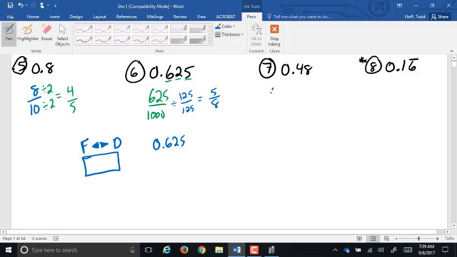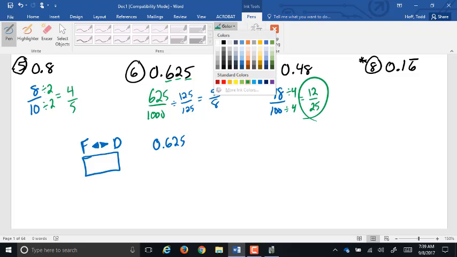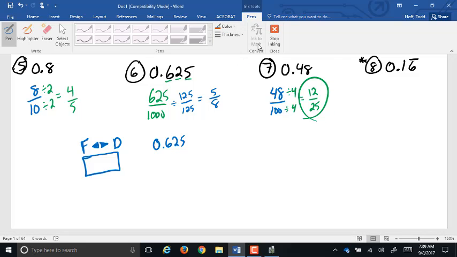So over here, 0.48 becomes 48 over 100, and both of those are divisible by 4. It was 12/25. Now this last one I put up here, if you don't know what that one is, there's no way you're going to figure it out from this, because we haven't gone over how to deal with that repeating decimal yet.